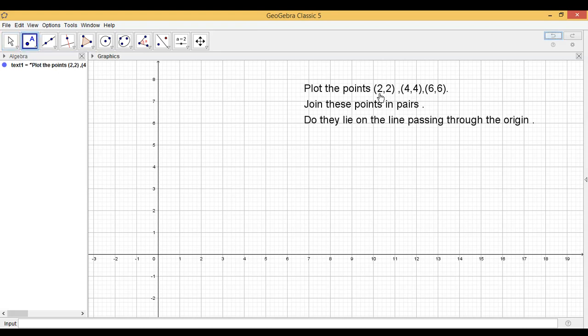So first point is (2, 2). So I'm plotting the point (2, 2). Abscissa is 2. Ordinate is 2. So I've located point A.